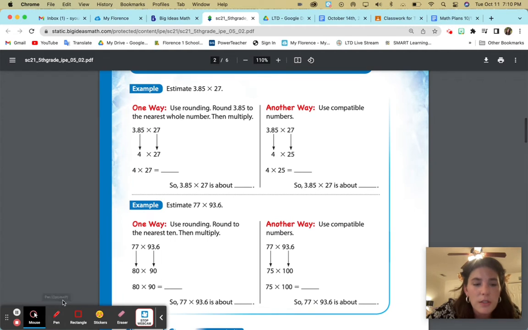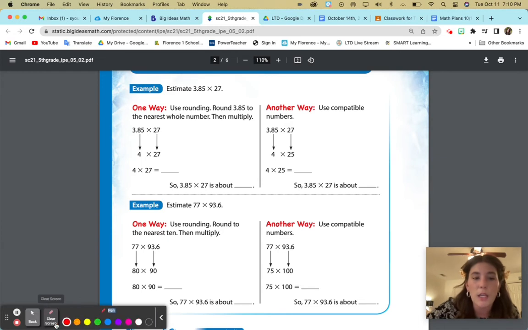Okie dokie. So let's go ahead and look at this one. I'm estimating 3 and 85 hundredths times 27. We'll look at the first way. Here's what we can do. We can use rounding. We can say 3 and 85 hundredths and round that to the nearest whole number.